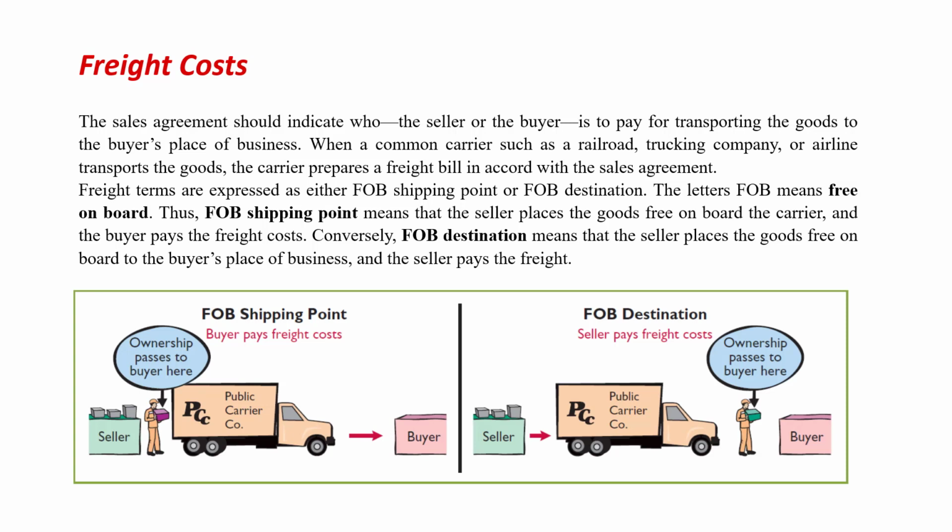Freight terms are expressed as either FOB shipping point or FOB destination. The letters FOB mean free on board. Thus, FOB shipping point means that the seller places the goods free on board the carrier and the buyer pays the freight costs. On the other hand, FOB destination means that the seller places the goods free on board to the buyer's place of business and the seller pays the freight.